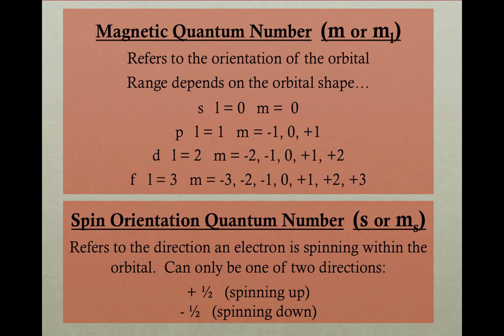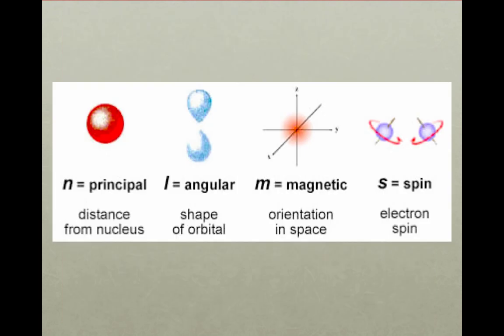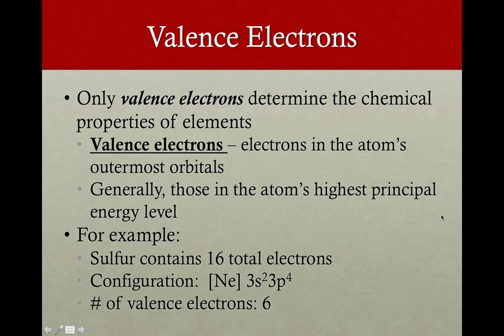The last letter is the spin orientation number, s or m sub s. This only has 2 possible values, a plus 1/2 and minus 1/2. When you write plus 1/2, the electron is pointing or spinning up. When it's minus 1/2, the electron is spinning down. So this is a summary of the 4 numbers. Remember, n is the distance or the size, l is the shape, m is the orientation in space, which one of the p's is it on, and s is the electron spin, is it up or down.